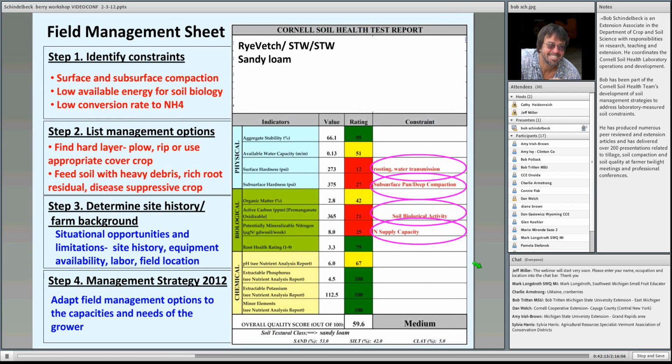Just because this test tells us we're in good shape with root health doesn't mean we might not want to get something mixed into our rotation here that provides some suppressive capacity towards something we know that's out there or have heard about in the vicinity. So then we're going to move to step 3 and step 4.